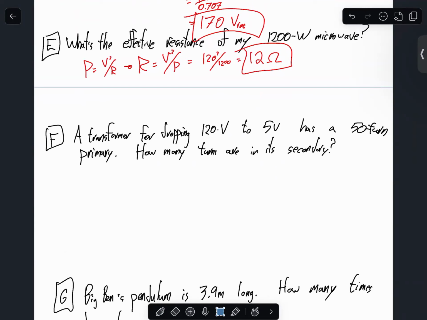Fifty turn primary is the side connected to the input. That is what primary means in electronics.